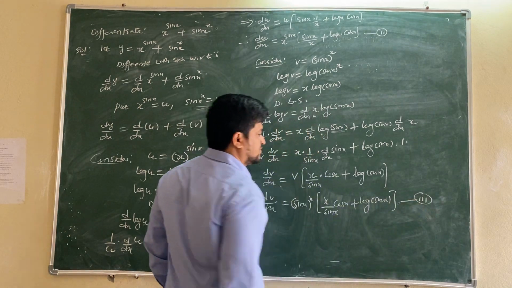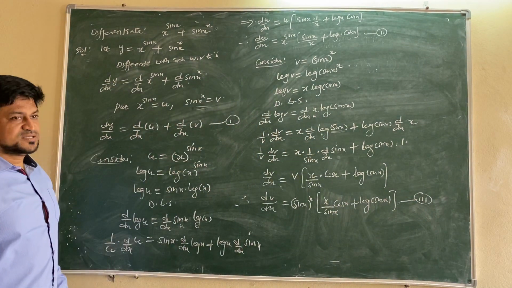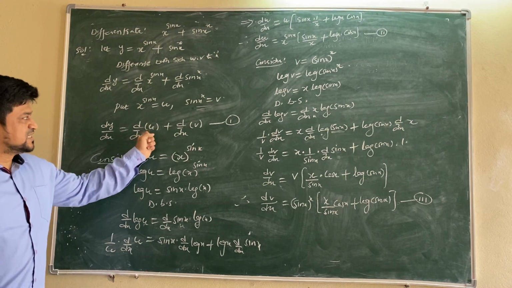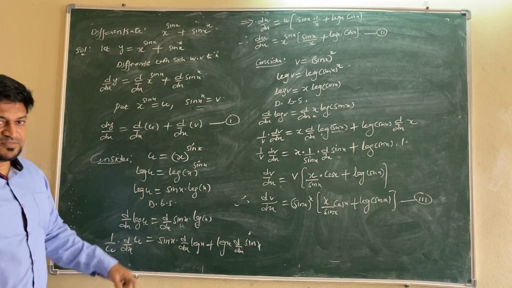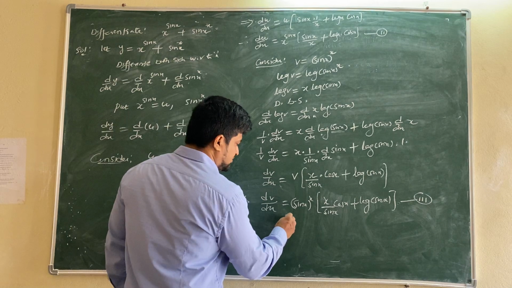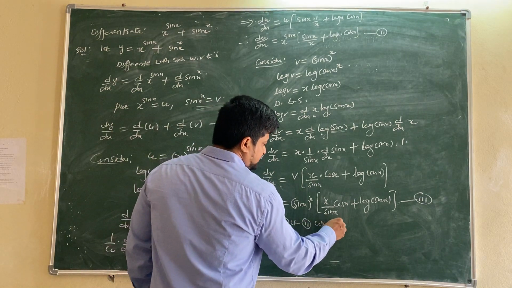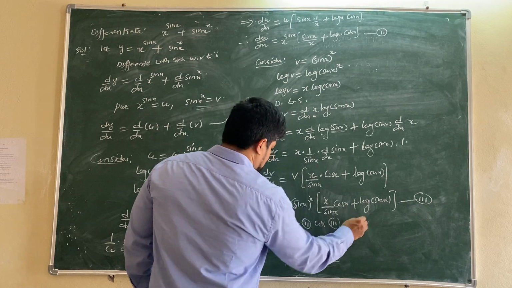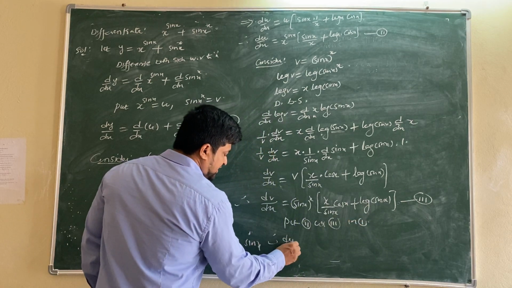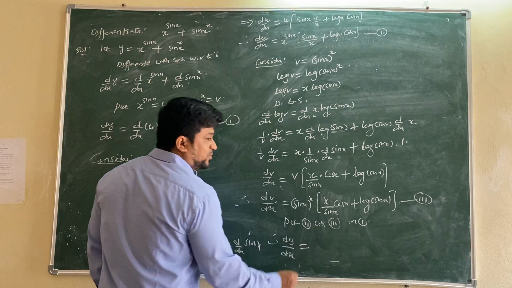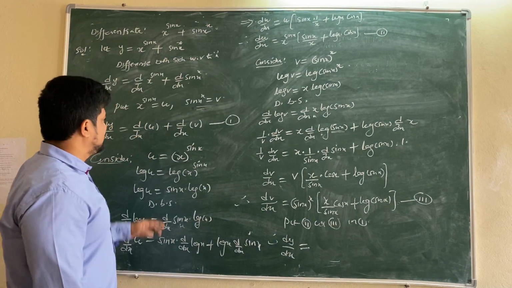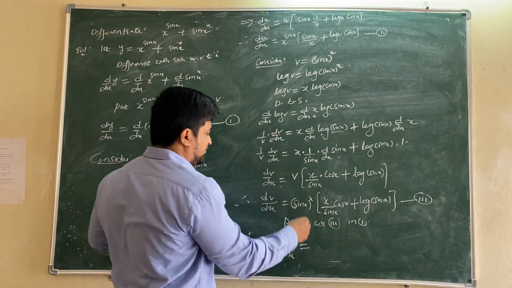This is the third one. Did we get the answer? This part contains the second, and so we have to substitute the second and third in the first. Put the second and third in one. So what is the value we will get then? dy by dx equals du by dx. Where is the answer of du by dx? We will not write du by dx, so we will write the answer for it.